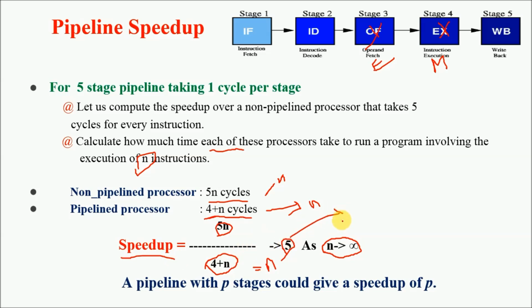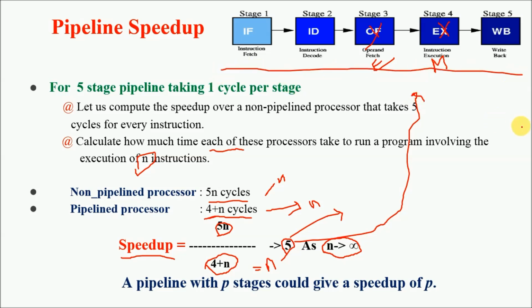Now what is this 5? This 5 is nothing but the number of stages. This is a 5-stage pipeline. So if in a pipeline system the number of stages is P, then what will be the speed up? The speed up of that pipelining system will be P. That's why a pipeline with P stages would give a speed up of P.